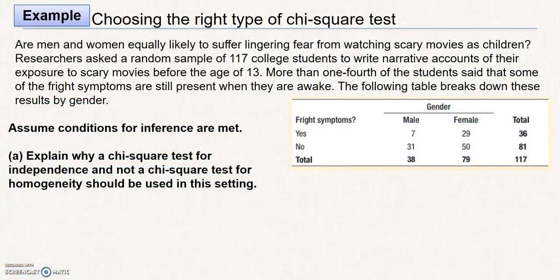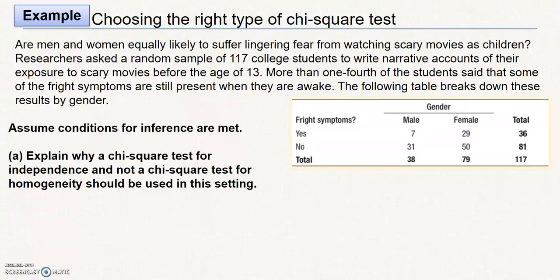All right, go ahead and take a moment to read this next example. Okay, notice it says assume the conditions are met. We're just going to look at some reasoning. So part A here says explain why a chi-square test for independence and not a chi-square test for homogeneity should be used in this setting.